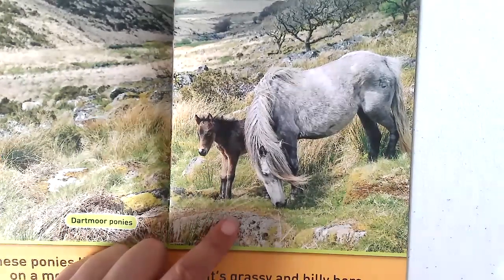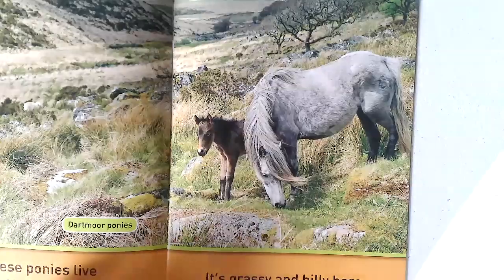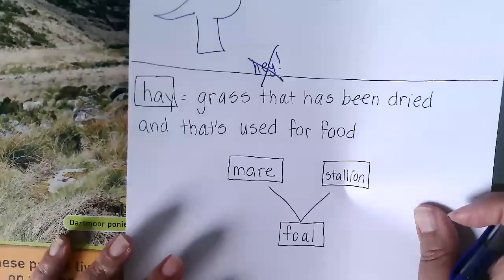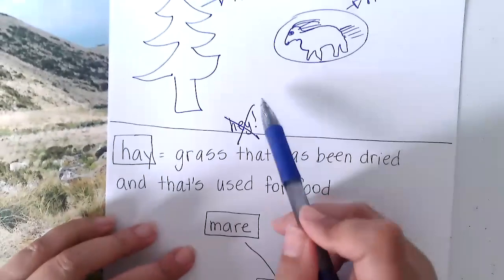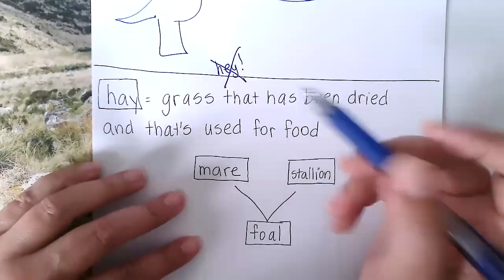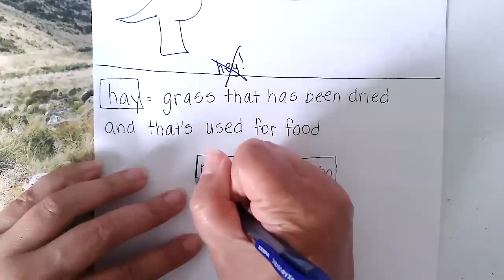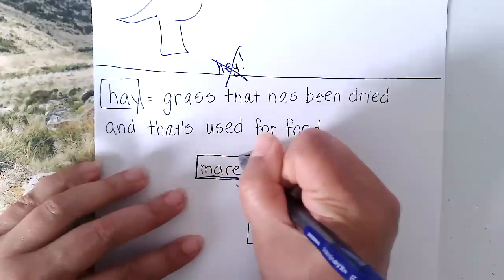I just wanted you to know what hay was. Let's keep going. I do want you to write this down. Can we go ahead together? And underneath your picture or on the other side or on a new piece of paper, I want you to go ahead and make this little tree.